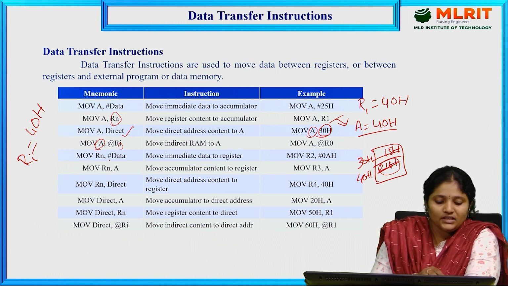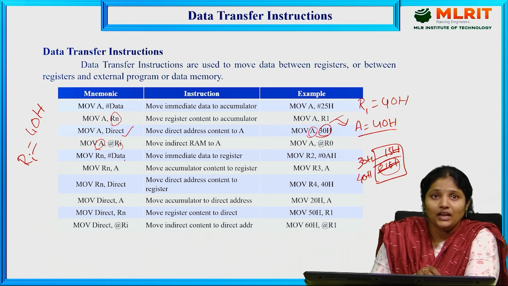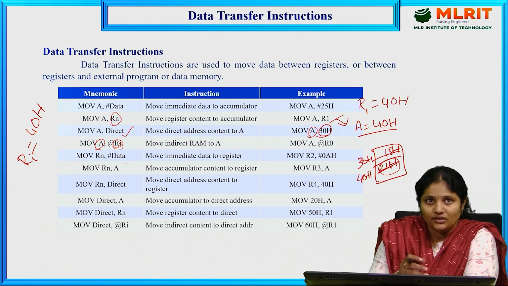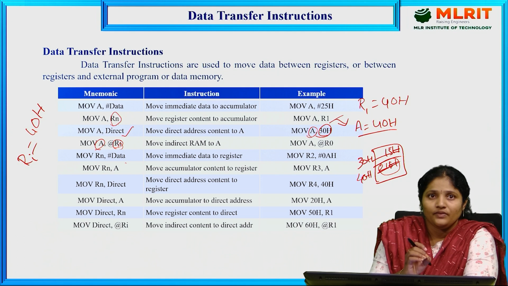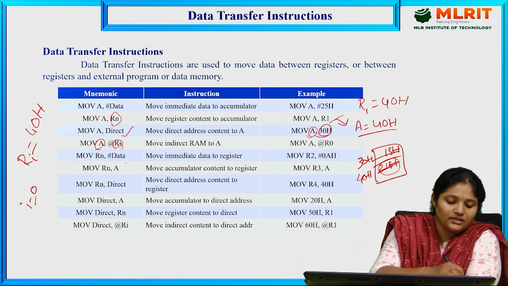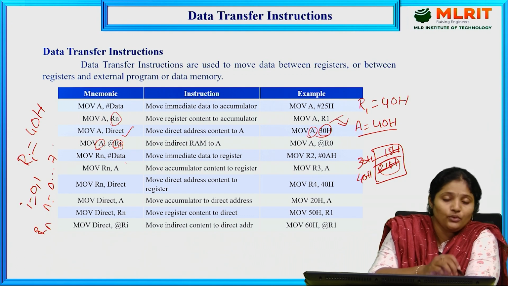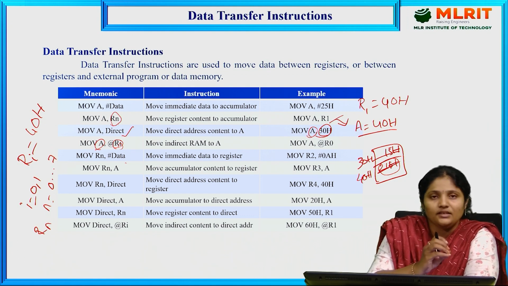Coming to the next one, MOV Rn, #data. The immediate data can be moved or copied to any register R0 to R7. Why are we using Rn here, while in the previous one we were not using Rn registers, only Ri registers? In the indirect register addressing mode, only two registers, R0 and R1, are used. That's why Ri specifies only 0 and 1. Coming to Rn, n specifies 0 to 7. You can use any one of the registers in this set of 8.